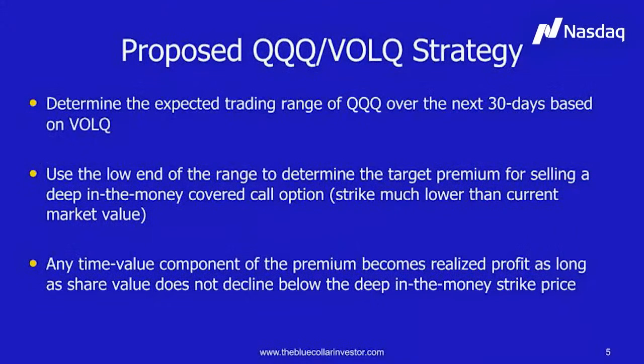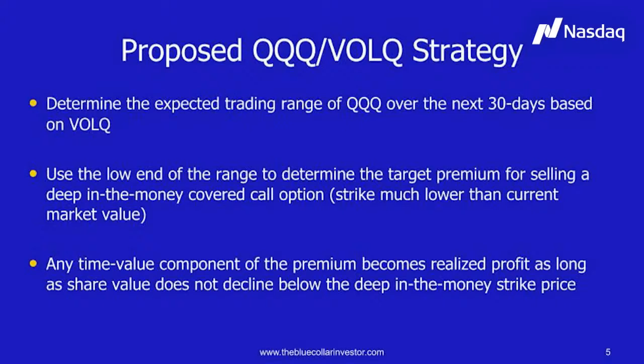Step 1, at any point in time, look up the price of the Qs. That's easy. Step 2, look up the listing for VOLQ. Once we have that, we have to divide it by the factor I alluded to before, 3.46. That will then give us our 30-day implied volatility, how much higher or lower the Qs can go over the next 30 days. We focus like a laser on the low end of that range. That is our goal for our break even.